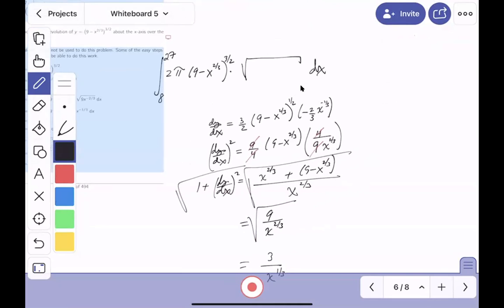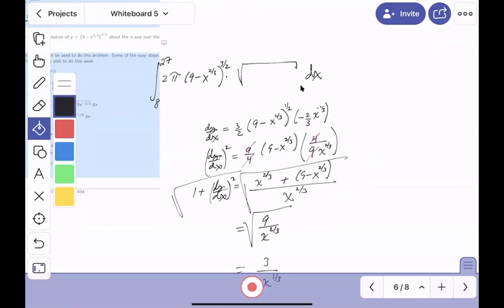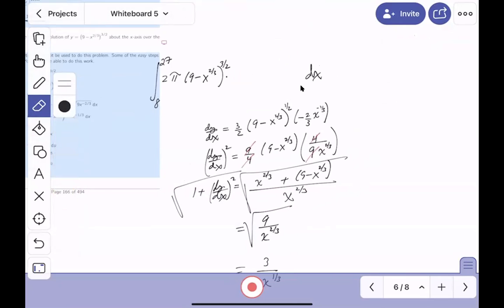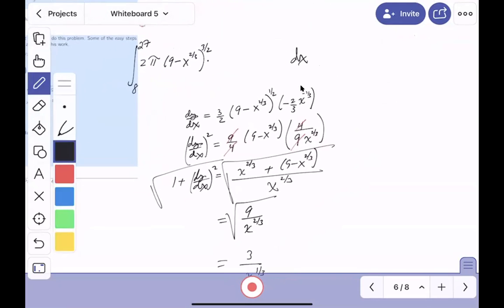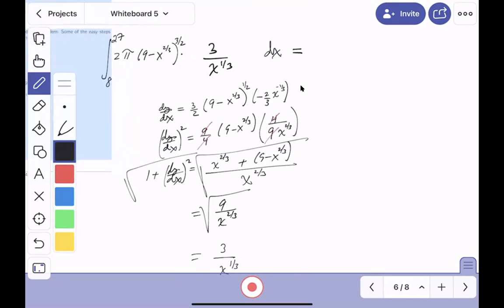Let me go back up here. I've got my eraser out. And this thing turned out to be a lot simpler than I thought. Again, looking at it, it's 3 over x to the 1/3. All right. Oh boy, I've got more work to do, don't I? And let's see if I can do it.